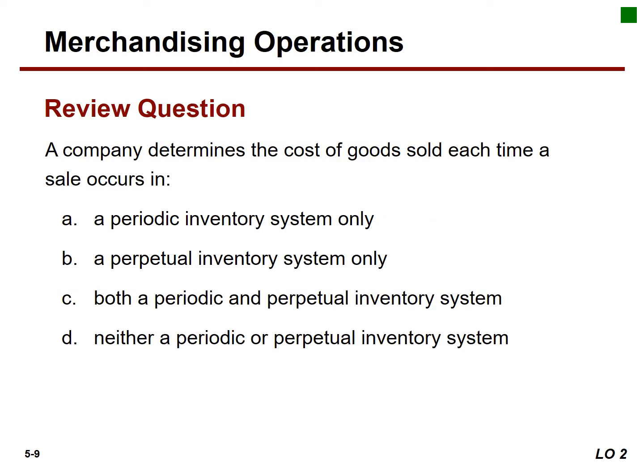Question. A company determines the cost of goods sold each time a sale occurs in a perpetual inventory system only.